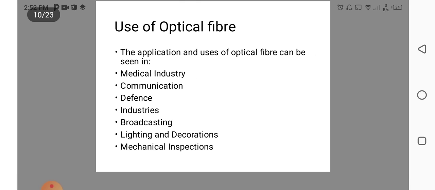Here are some of the uses. Mainly it is used for communication purposes. Other uses are medical industries, defense industries, broadcasting, lighting and decoration, mechanical inspections, etc.